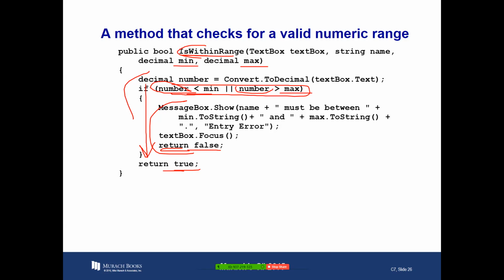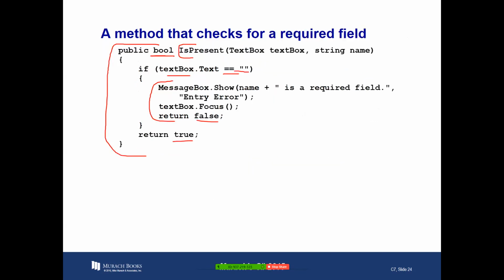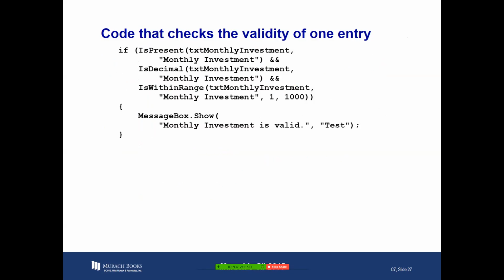So when you're writing your homework assignment, first thing you're going to do is write a bunch of these methods. You're going to write a within range method, an is decimal method, and an is present method. You're going to write these methods, and then you're going to use them like this, where instead of using a try catch, you're going to check these things in succession.